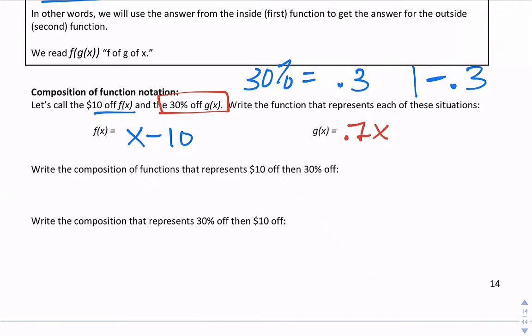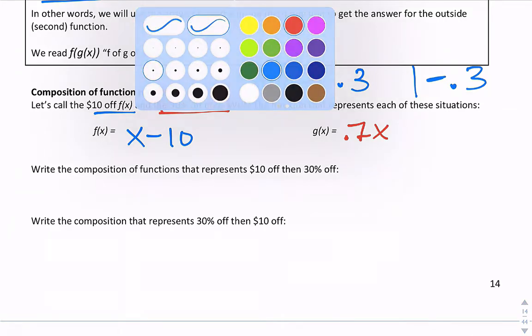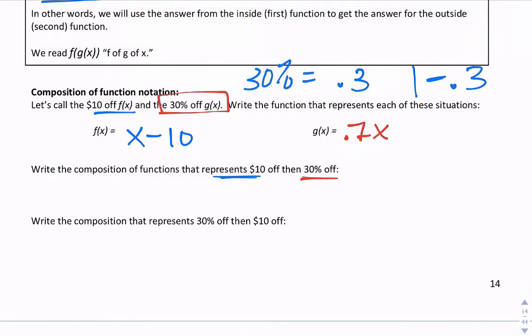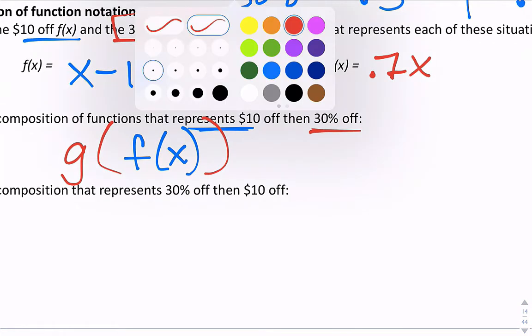Now let's write the composition of functions that represents $10 off first, and then 30% off. Okay, so first I'm going to write f of x because that is first. And then once you find that answer, we'll take 30% off. So we say g of f of x. We do f of x first. Okay, so here's what it looks like.